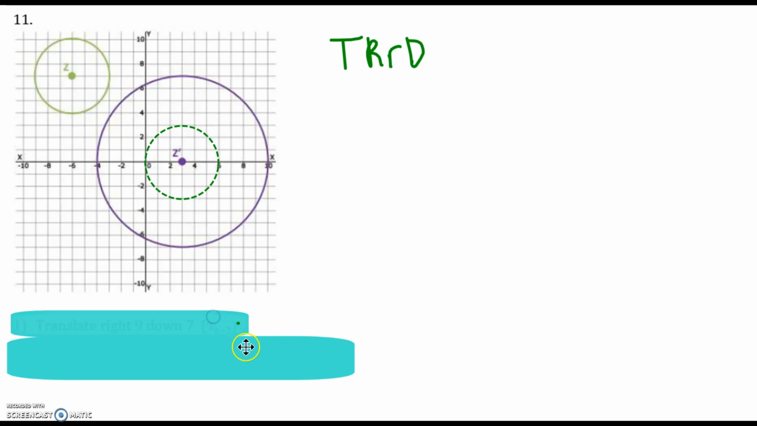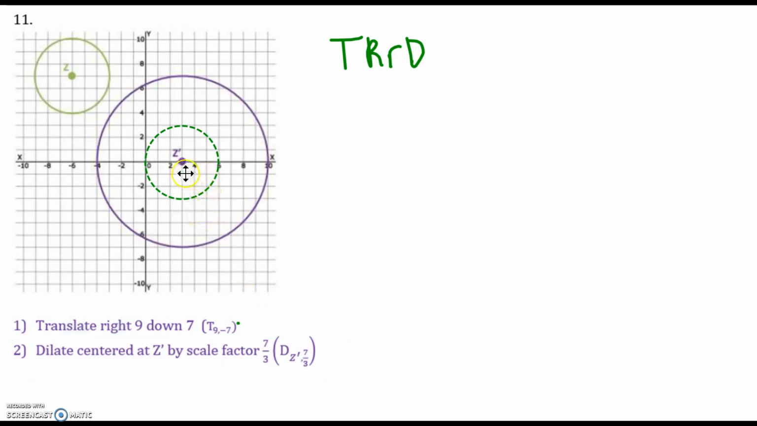And then once I completed it, I would have to dilate it. And again, just like before, I'm going to pick a segment from the image and a segment from the pre-image, and what I've used are the radii. So I'm using the radius from the image Z prime all the way out, and that's 7, and then this one is the corresponding radius, which is only 3 units.